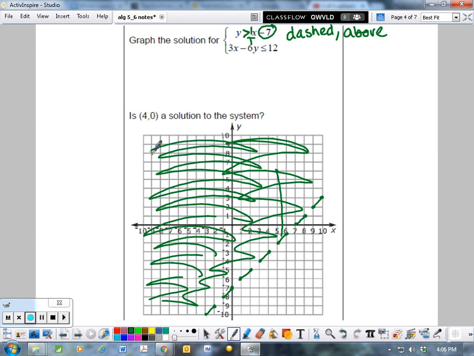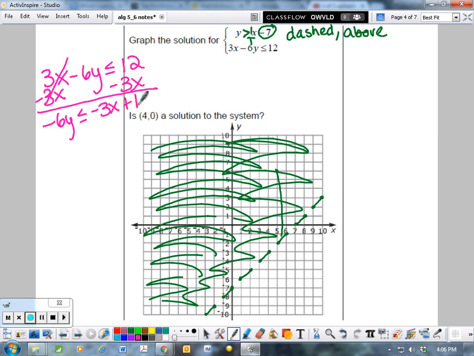Okay, so now I'm going to grab another color. Let's go with pink. And I have to solve for y now. So 3x minus 6y is less than or equal to 12. I move the x over, so minus 3x on both sides. So now I'm left with negative 6y is less than or equal to negative 3x plus 12. Now I divide everything by negative 6, which begs me to remember what happens if I divide by a negative. Well, my sign has to flip around. So now I have y is greater than or equal to, the negatives cancel, 3 over 6 is really 1/2 x. 12 divided by negative 6 is negative 2.